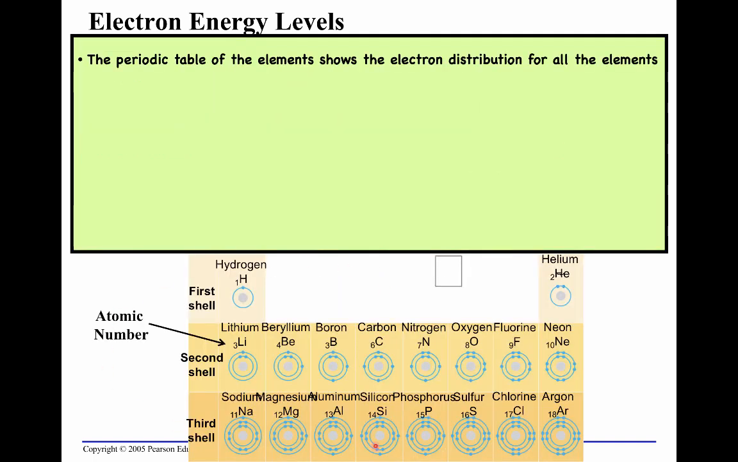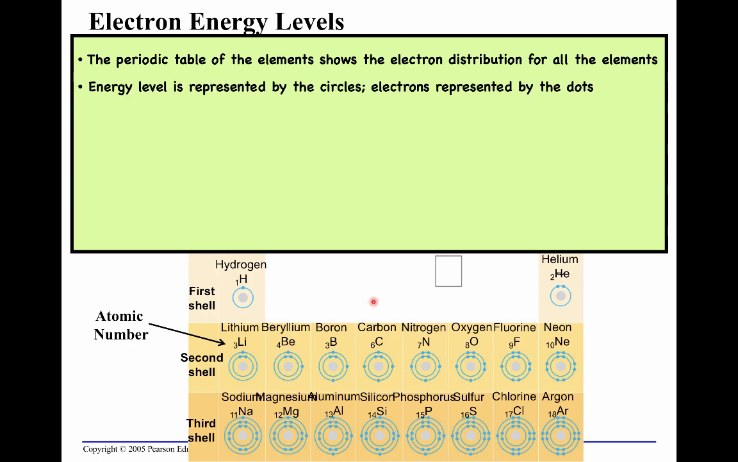A portion of the periodic table is shown here, and it is built such that it shows the electron distribution for the elements. So that's the key thing. The number of electrons and at what energy level they are determines the reactivity of that particular element. And so the periodic table represents the elements in that way.